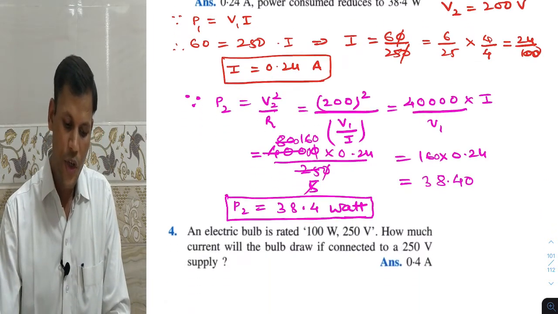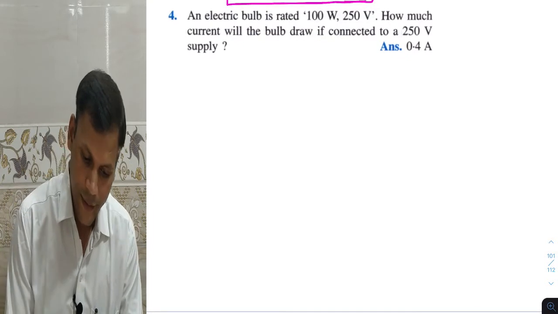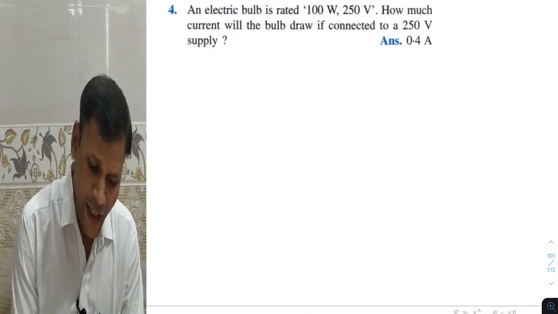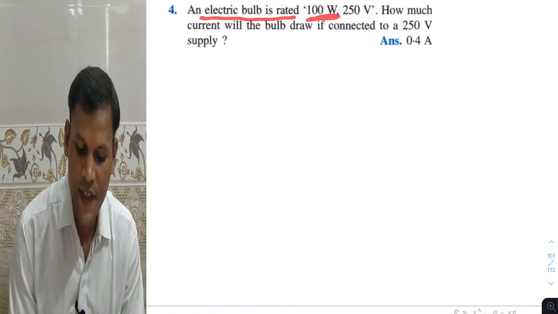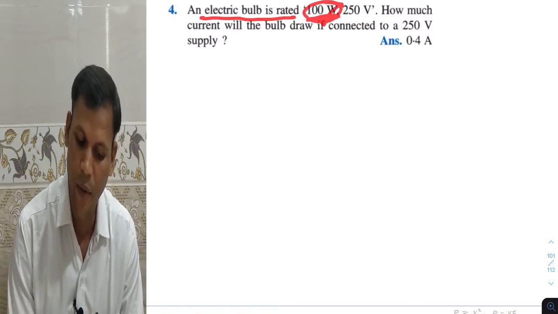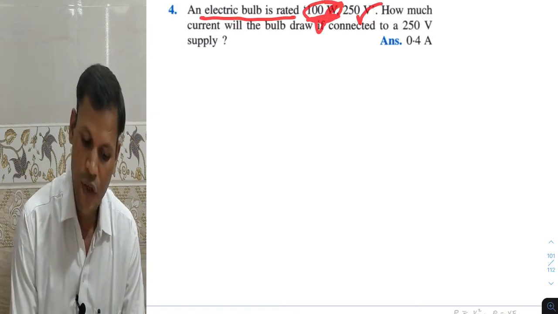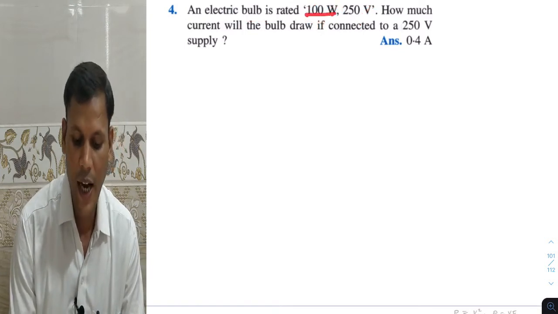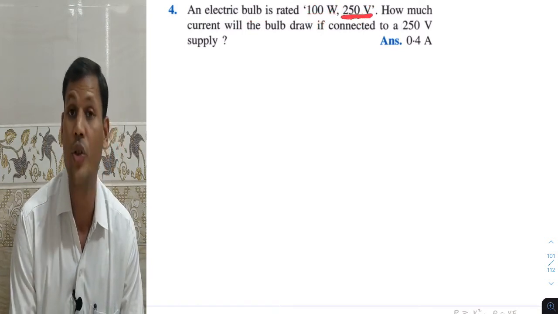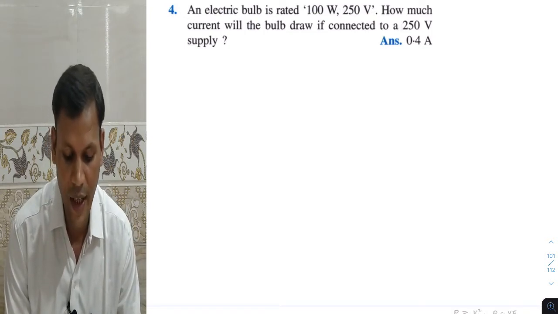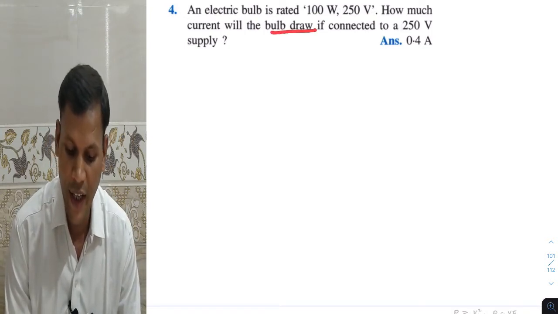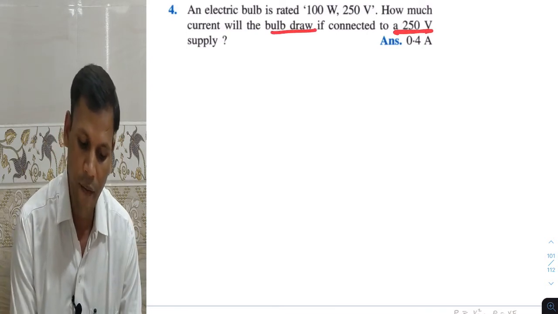Now question number 4. An electric bulb is rated, ये वाट किसका यूनिट है? पावर का, तो ये हमें पावर दिया है वोल्टेज, so power is 100 watt and potential difference V is equals to 250 volt. How much current will the bulb draw if connected to 250 volt supply?